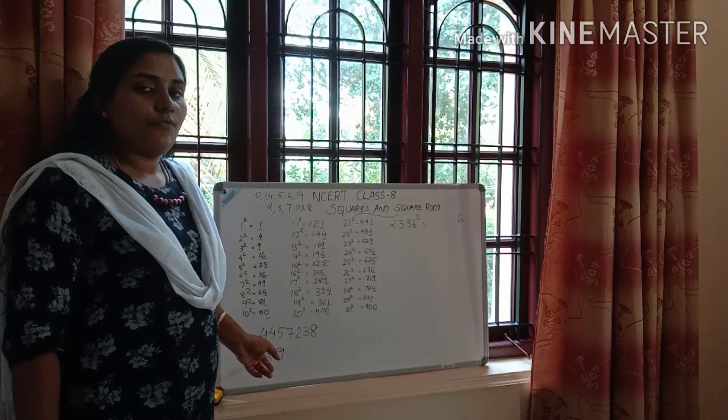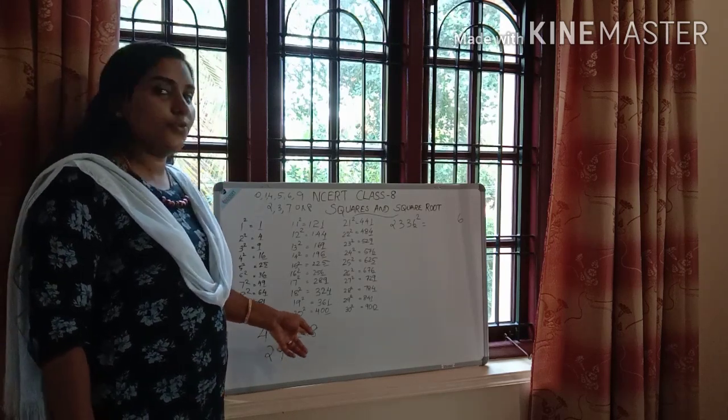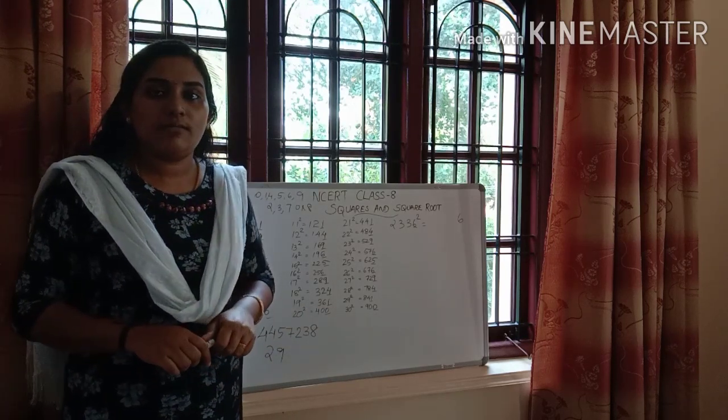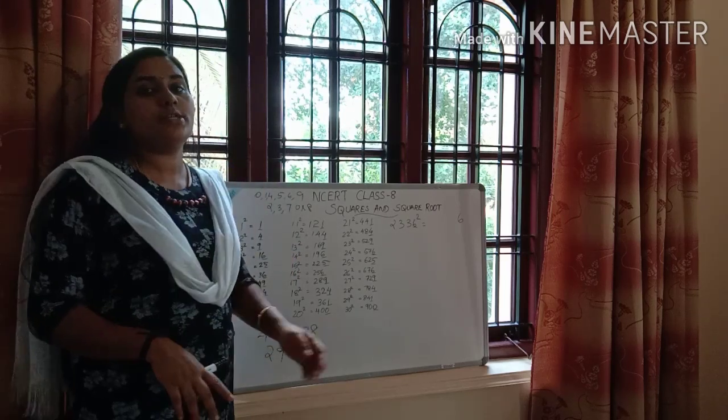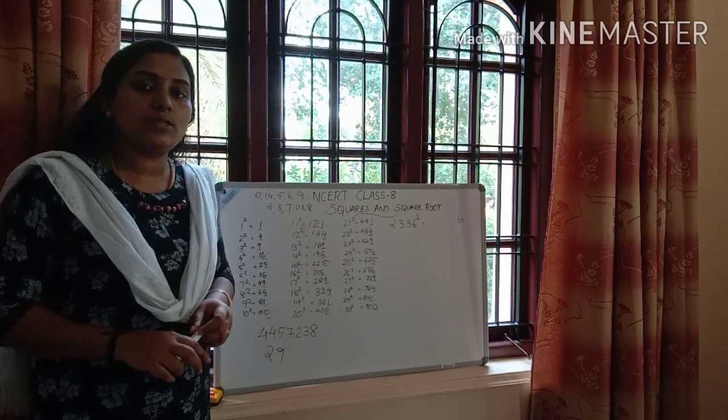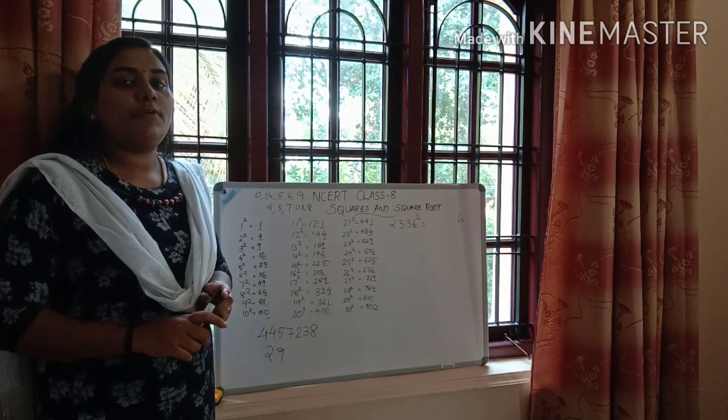For example, 44572 38. Is it a perfect square? At a simple look, we can conclude that it is not a perfect square because this number ends with 8.